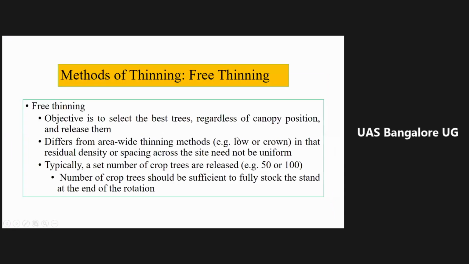Coming to the next thinning method, it is free thinning. In free thinning, the objective is to select the best trees regardless of the canopy position, and also release them. It differs from area-wide thinning methods, for example low or crown thinning. In that, residual density or spacing across the site need not be uniform. Typically a set number of crop trees are released in free thinning. The number of crop trees should be sufficient to fully stock the stand at the end of the rotation.